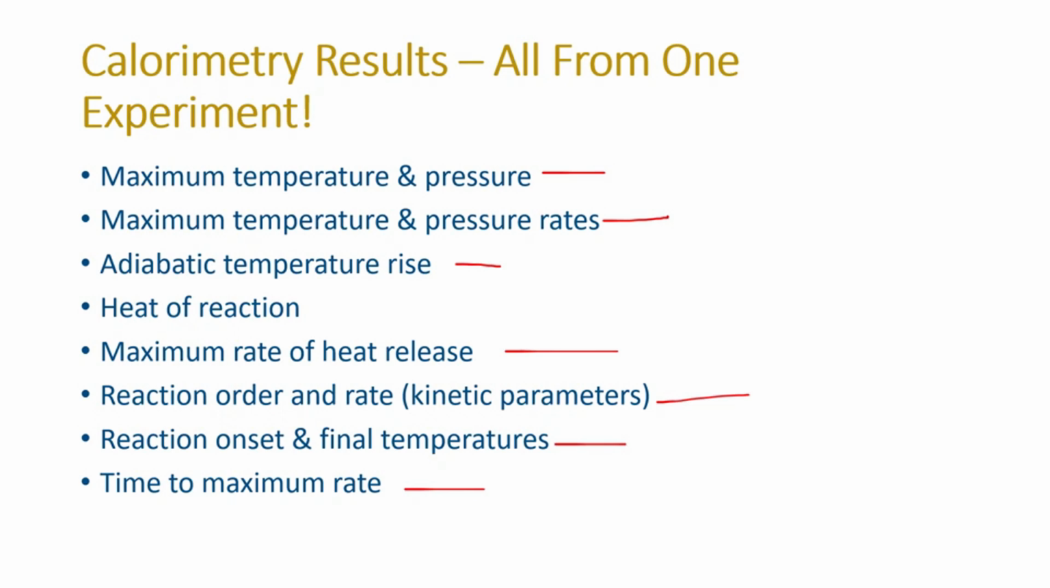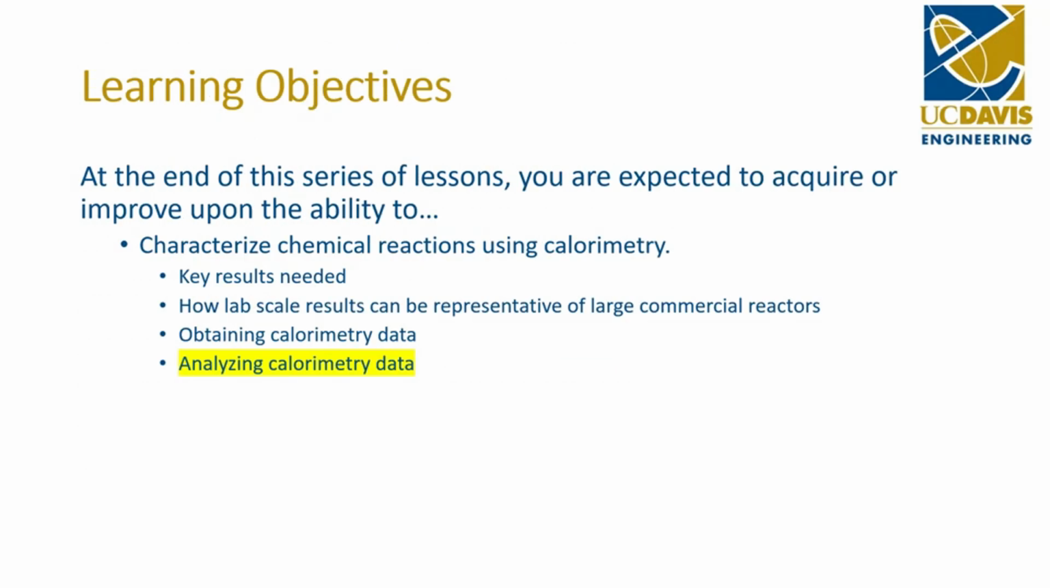And so to this point, you've seen the model and you've seen the data. And in the next video, we're going to look at an example of actually determining some of these results by doing the model fit. In the last few videos, we looked at how we can characterize chemical reactions using calorimetry. In this video, we focused on analyzing calorimetry data. In our next video, we're going to apply what we learned in this video by looking at an example.